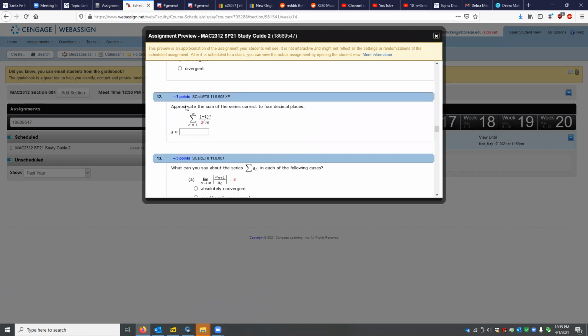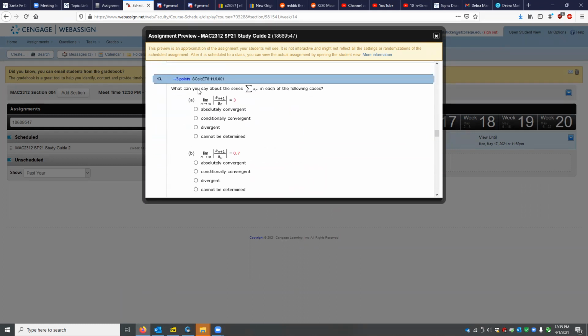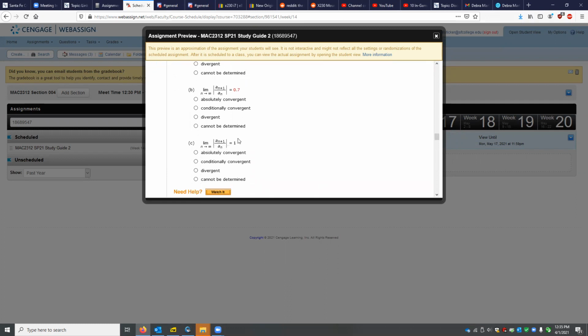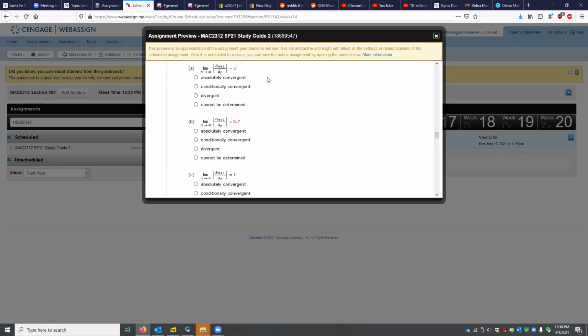Number 12 is asking you to approximate the sum of the series, and this is an alternating series, so you'll need to use the estimation theorem for alternating series. And then we come into a handful of ratio test and root test problems. Here they tell us that the limit of a_(n+1) over a_n is 3, 0.7, 1, and they ask you to say a little bit about the series sigma a_n in each of those cases.